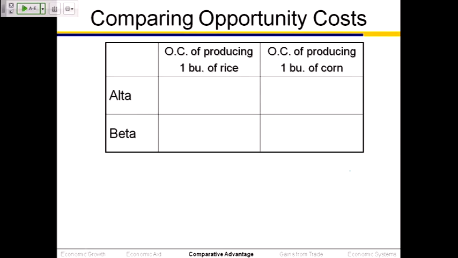It's going to have Alta and Beta as the rows. It's going to have the opportunity cost of producing rice in the first column, the opportunity cost of producing corn in the second column. What do we know? We know that the opportunity cost of producing 1 bushel of rice was 0.1 corn for Alta and 2 corn for Beta. Who has the lower opportunity cost of producing rice, Alta or Beta? Alta. 0.1 is less than 2.